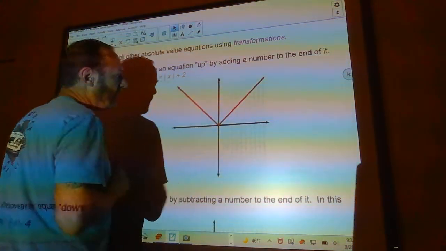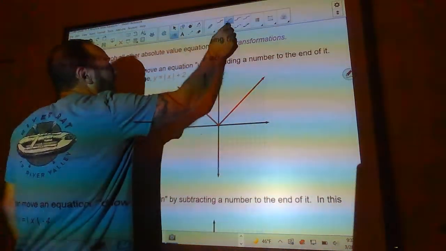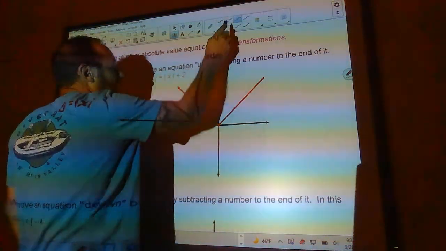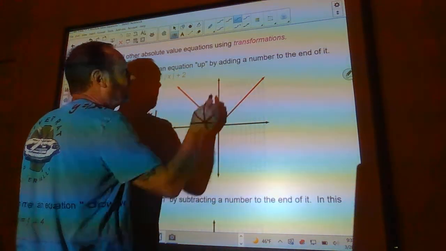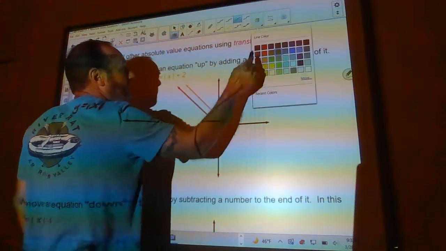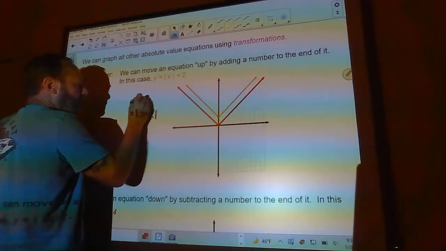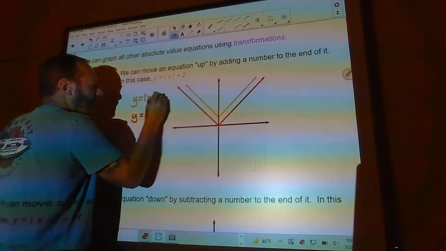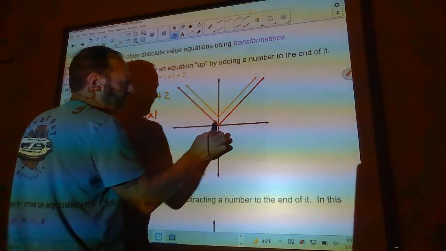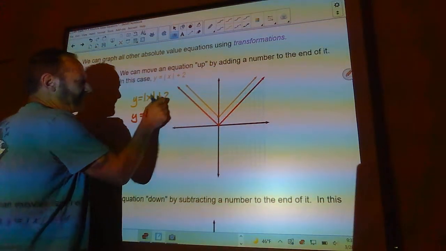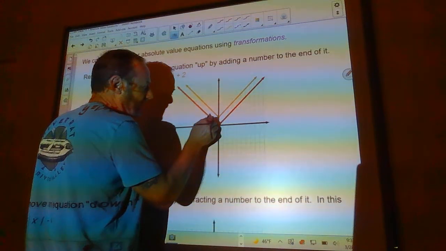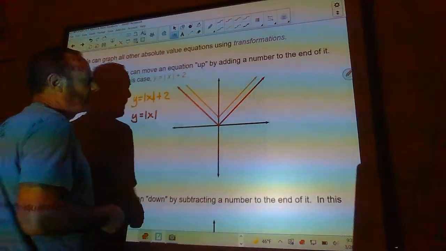So here's my y equals absolute value of x. And if I want y equals the absolute value of x, plus 2, it looks like that. I moved it up 2. I took all of the values for the absolute value of x and just added 2 to them. So this one was 0, I added 2, it's 2. This one was 2, I added 2 to it, it's now 4. And so on.